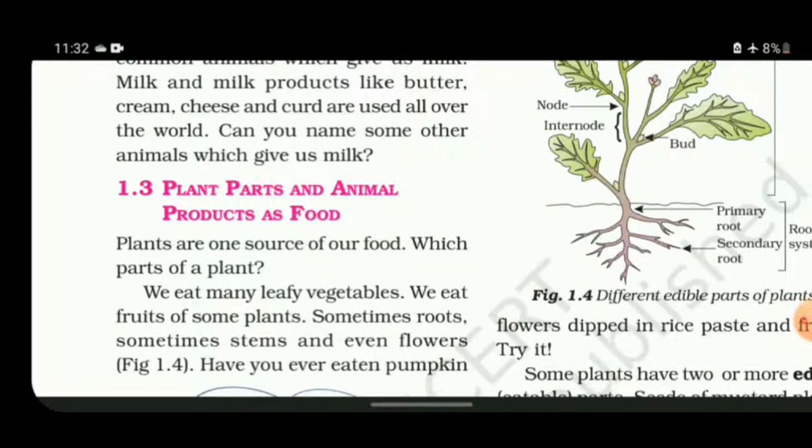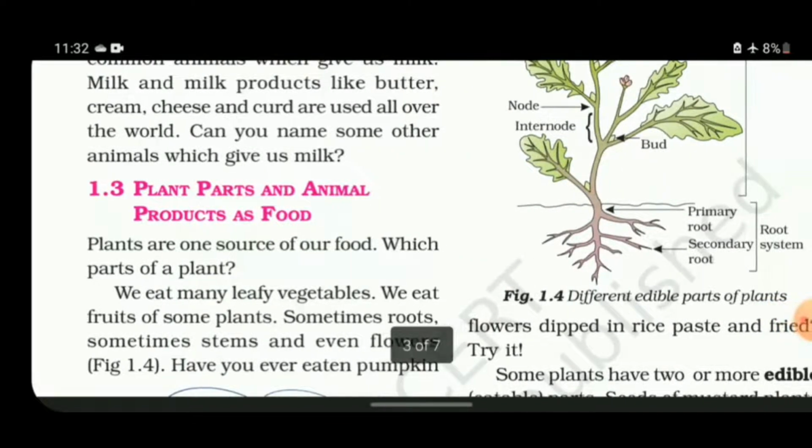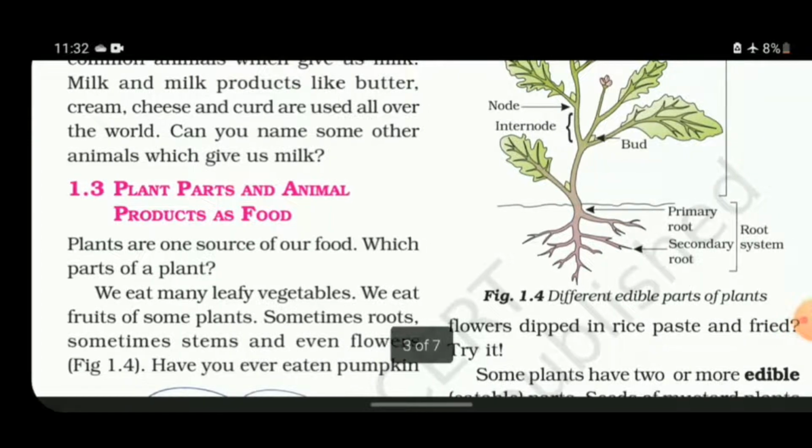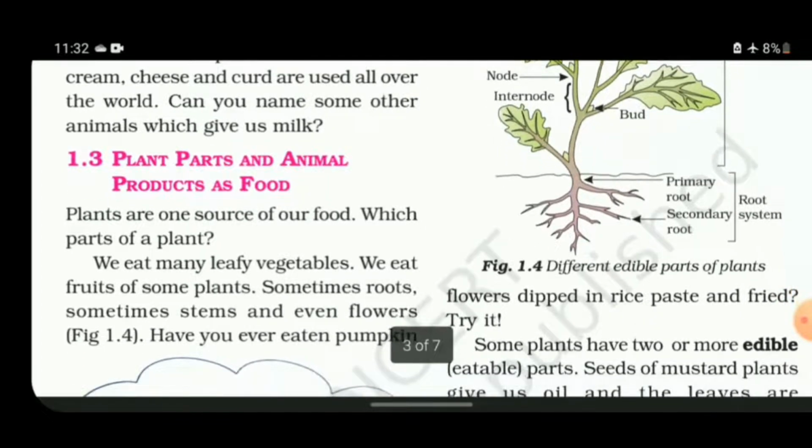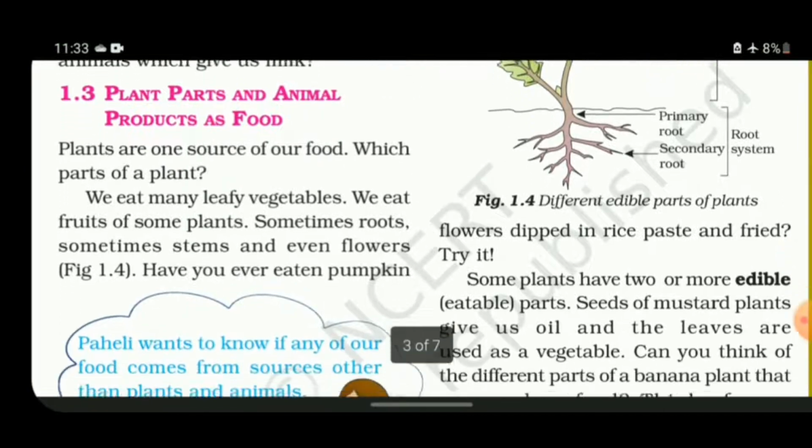1.3 Plant parts and animal products as food. Plants are one source of our food. Which parts of a plant? We eat many leafy vegetables. We eat fruits of some plants, sometimes roots, sometimes stems and even flowers. Fig 1.4. Have you ever eaten pumpkin?